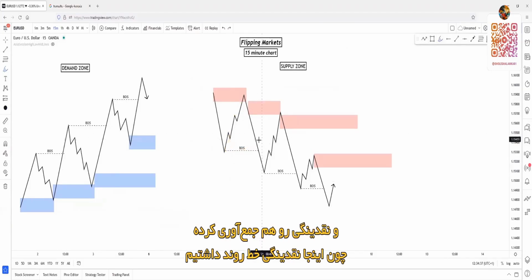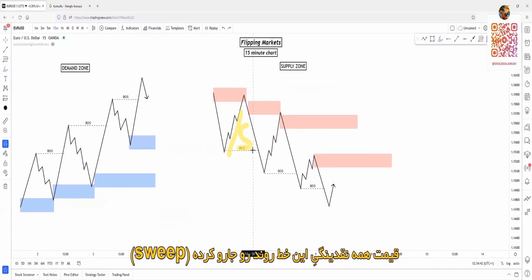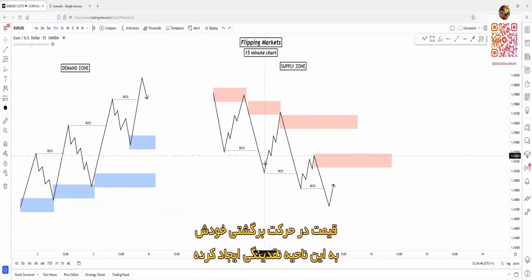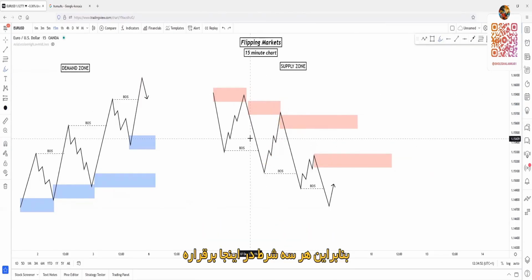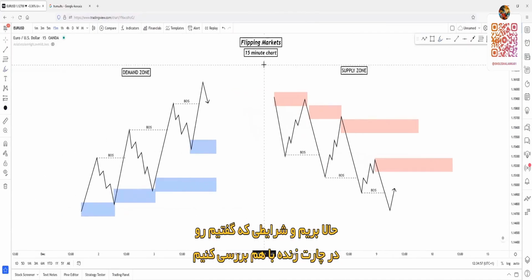It collected liquidity because we had a liquidity trend line here again. So price swept all of the liquidity from this trend line. Price created liquidity on the way back down to this zone. So it created liquidity and swept liquidity again. So all of the three criteria are fit. Let's apply these criteria on the live chart.